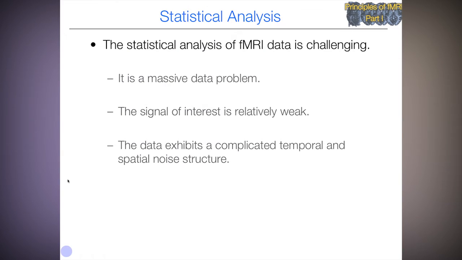The statistical analysis of fMRI data is challenging. It's a massive data problem, and so it's sort of like one of these modern big data problems that's facing statistics today. Also, the signal of interest is relatively weak, and the data exhibits a complicated temporal and spatial noise structure. So throughout this class, we're going to discuss these different things and try to understand how we can analyze fMRI data using statistics.